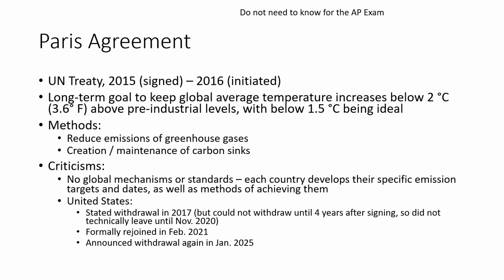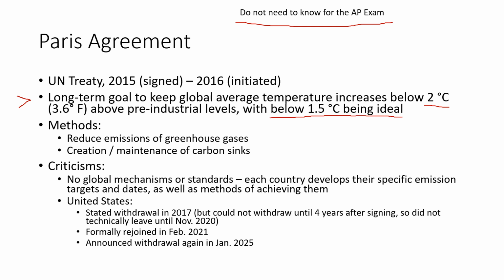And then there's the Paris Agreement or the Paris Climate Accord. This is one that you do not need to know for the AP exam. This is a UN treaty that was signed in 2015 and then initiated in 2016. The long-term goal was to keep global average temperatures below 2.0 degrees Celsius above pre-industrial levels. Again, that pre-industrial level is 1750, with below 1.5 Celsius being ideal.